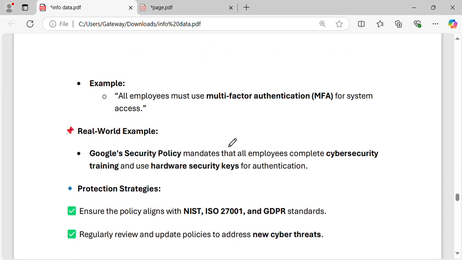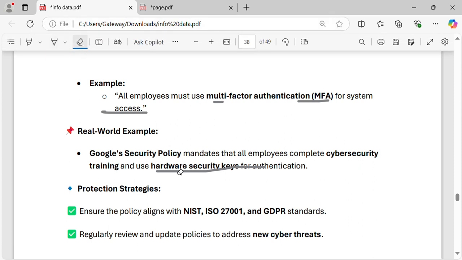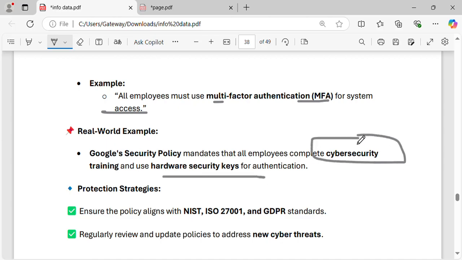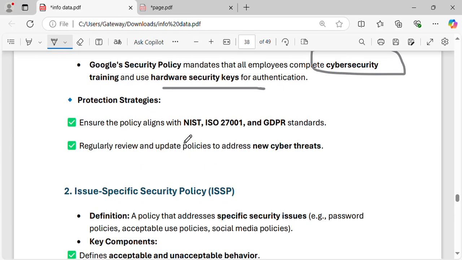All employees must use multi-factor authentication for system access. We're not employees, but we are just users of these organizations, and still we are doing this. Google's security policy mandates that all employees complete cybersecurity training and use hardware security keys for authentication, right? They should have these security keys and they should have some cybersecurity training. The big companies also do that. Ensure the policy aligns with NIST, ISO 27001, and GDPR.